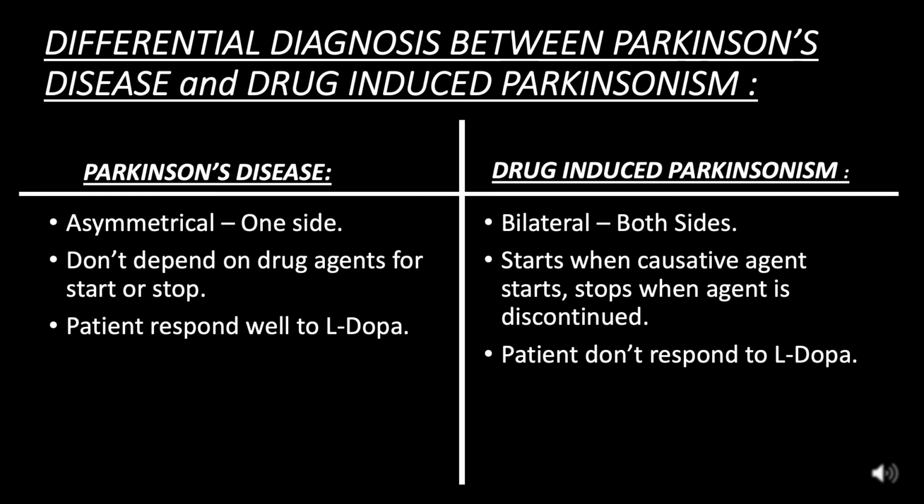Differential diagnosis between Parkinson's disease and drug-induced Parkinsonism. Parkinson's disease is asymmetrical, on one side, and doesn't depend on drug agents for start or stop. The patient responds well to L-DOPA. Drug-induced Parkinsonism is bilateral, on both sides, starts when the causative agent starts, and stops when the agent is discontinued. The patient doesn't respond to L-DOPA.